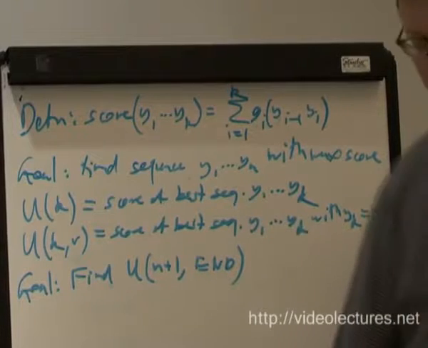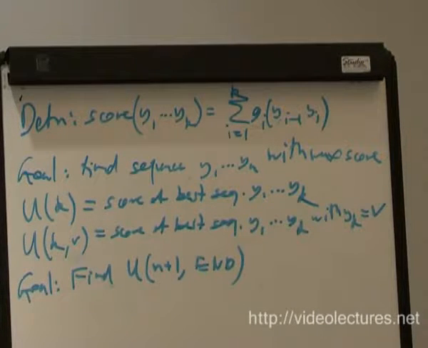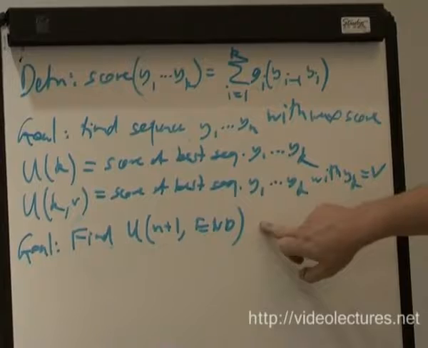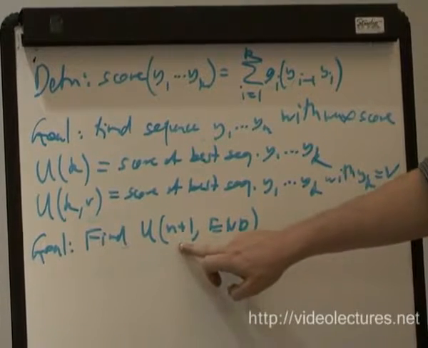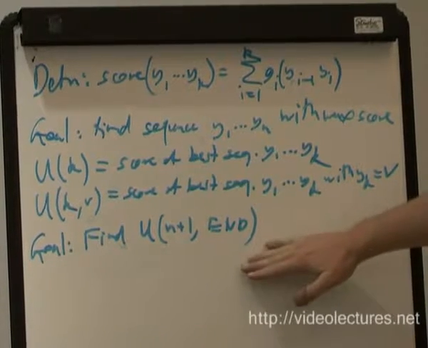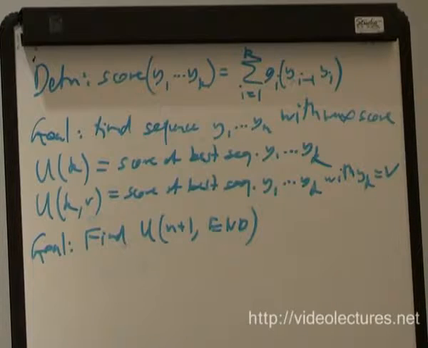I mentioned this before, for convenience I'm going to extend my set of tags to include two special tags called start and end, and then I'm going to just assert that the 0 tag y0 is start and the n plus 1 tag yn plus 1 is end. So now my goal is to find the score of the best sequence of tags that goes up to tag n plus 1, where tag n plus 1 equals end. So up until here, I've just got different notation for the goal of the algorithm.